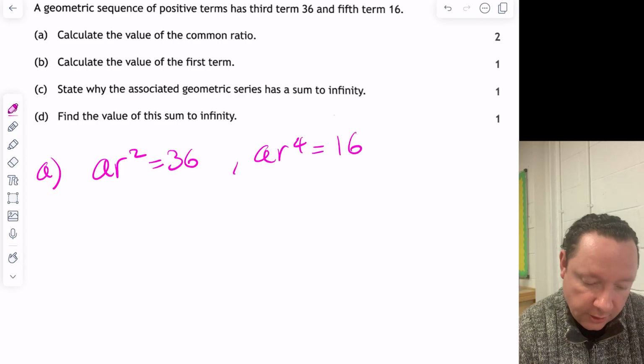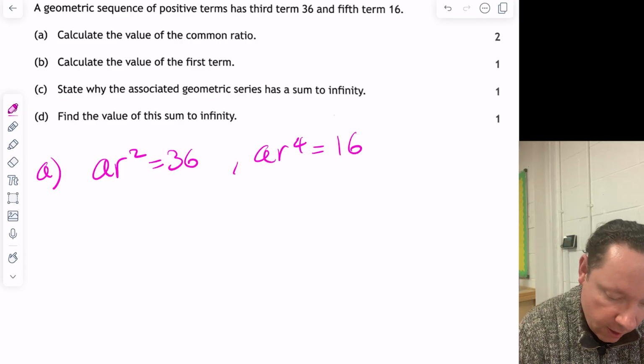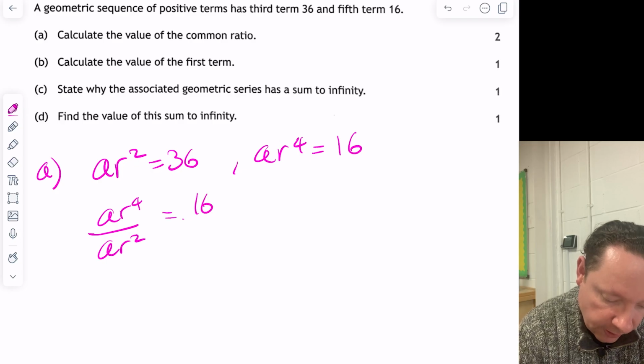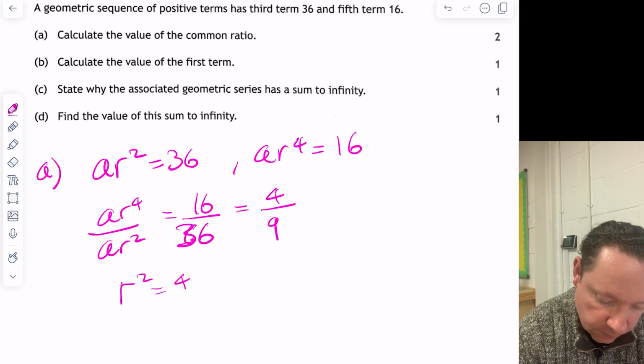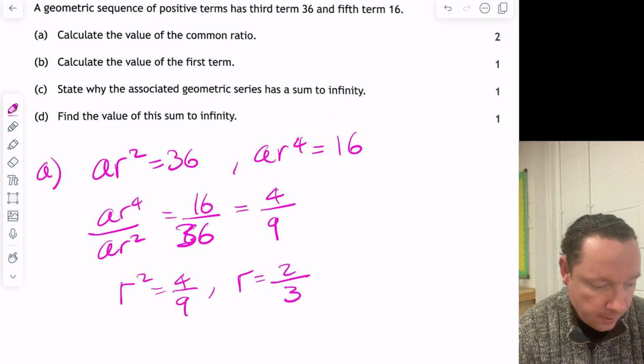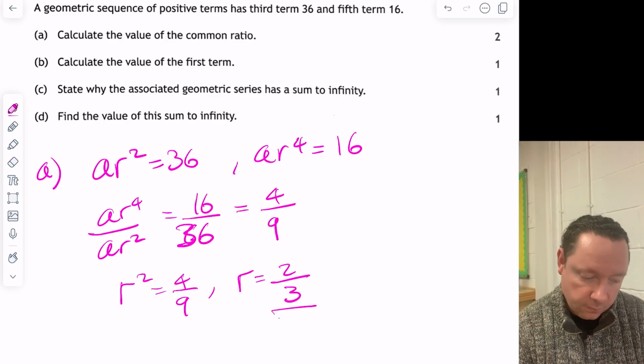Where R is the common ratio, so we just divide them together. AR^4 over AR^2 is 16 over 36. And 4 goes into both of them. 4 4s is 16 and 4 9s is 36. So dividing that through, R squared is 4 ninths, which means that R is equal to the square root of 4, which is 2, over the square root of 9, which is 3. So R is 2/3, and we're done there.